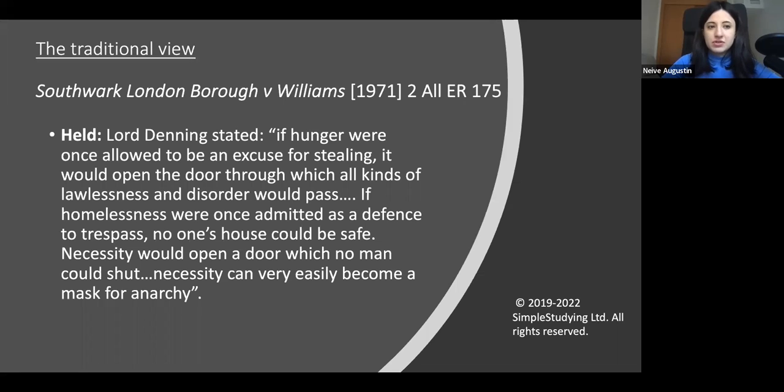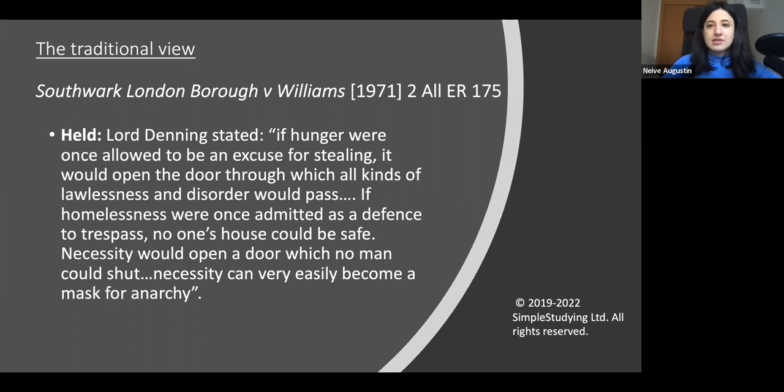The traditional view is expressed in Southwark London Borough versus Williams. Here, Lord Denning stated that if hunger were once allowed to be an excuse for stealing, it would open the door through which all kinds of lawlessness and disorder would pass. If homelessness were once admitted as a defense to trespass, no one's house could be safe. Necessity would open a door which no man could shut. Necessity can very easily become a mask for anarchy.